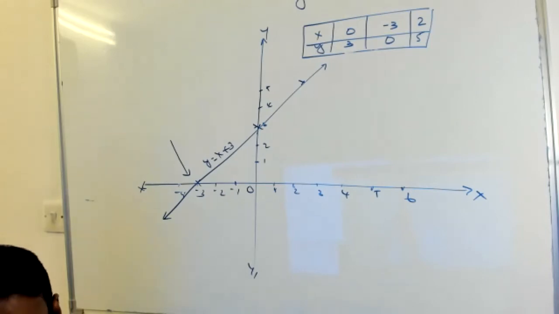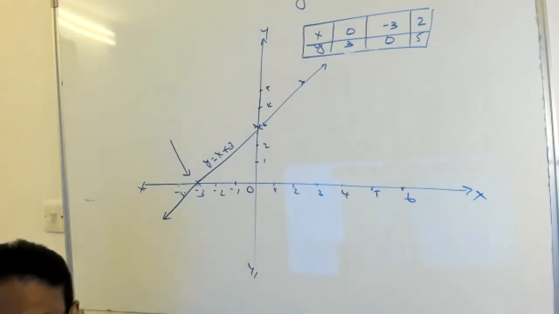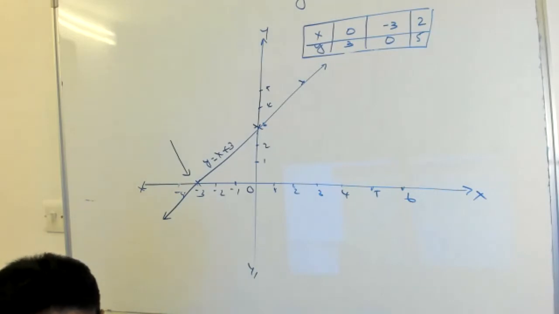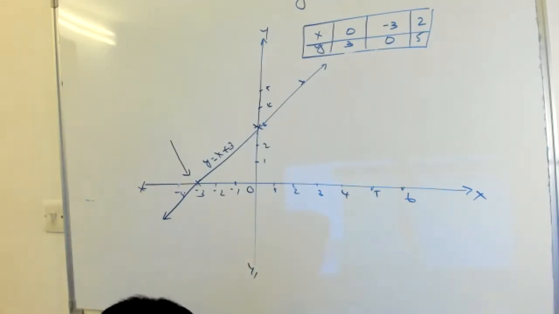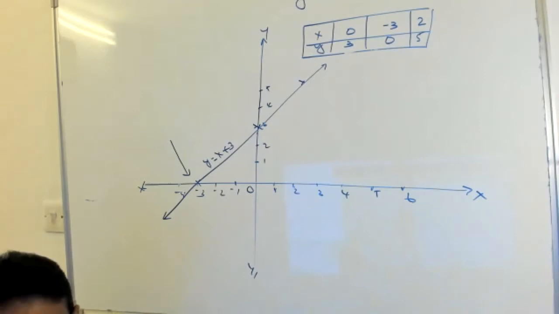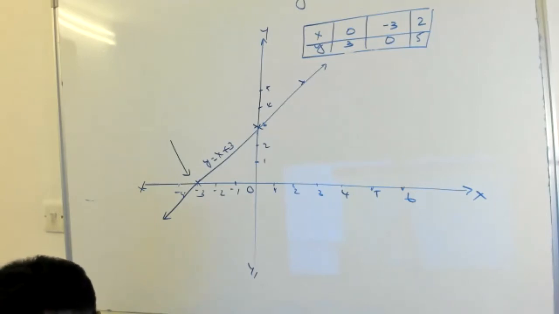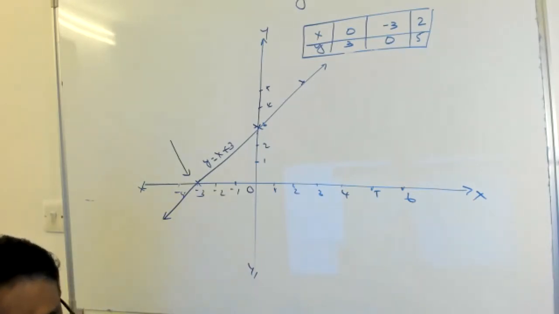Yes, sir. Sir, can you repeat? The 0 of the polynomial x plus 3 is the x coordinate of the point where the graph intersects the x-axis. Clear now?